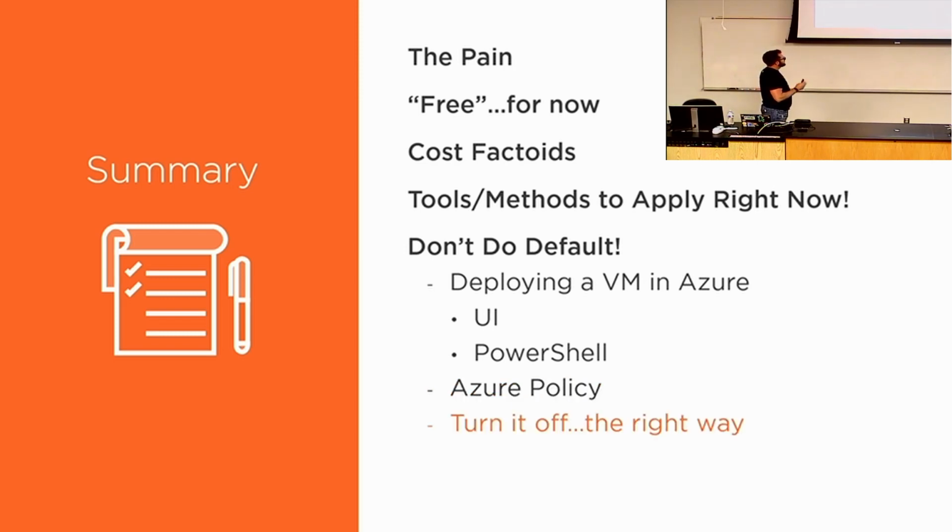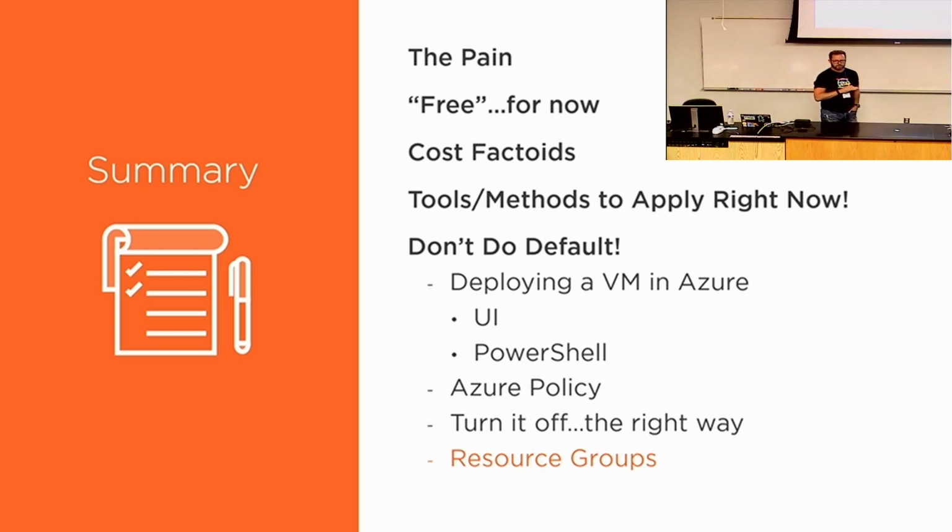And then circling back to turning things off the right way. Okay, there's things that we can do in Azure to make sure that when we turn it off, it's off, and the bill's still not running, all right? And then this seems kind of innocuous, but resource groups. We can leverage resource groups to make sure that we aren't getting charged, okay? In a couple different ways, all right?